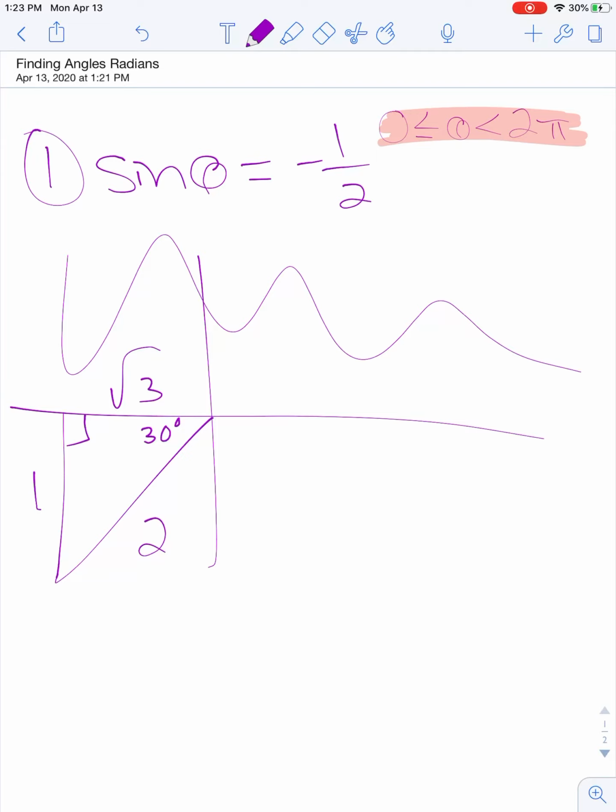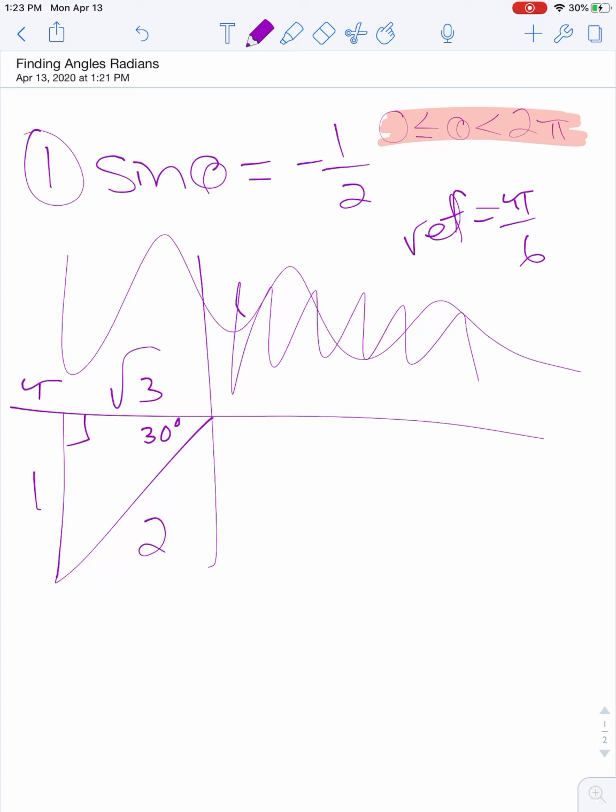So if the reference angle is 30, 30 is pi over 6. So is pi over 6 an answer? No, pi over 6 is not an answer because that would be the first quadrant answer. But I'm going to make this 6 pi over 6, and I'm going to make this 12 pi over 6. Never use 90, never use 270. So we're just going to use pi and 2 pi, or 0.